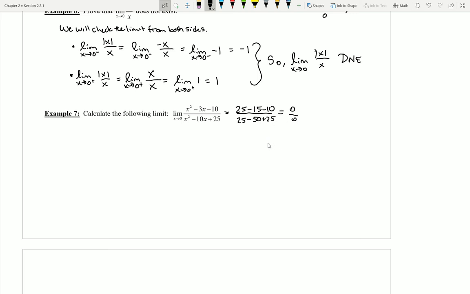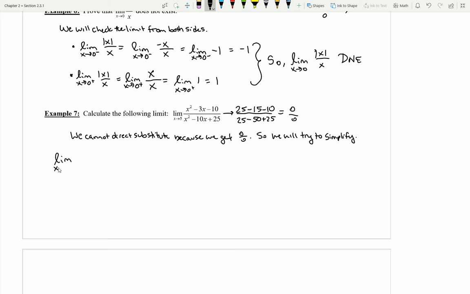Am I actually allowed to direct substitute here? No, I can't do that. So I'm going to go ahead here and instead state the following. I'll state that we cannot direct substitute because we get 0 over 0. But remember, when we get 0 over 0, we can try to simplify. Okay, so let's see.